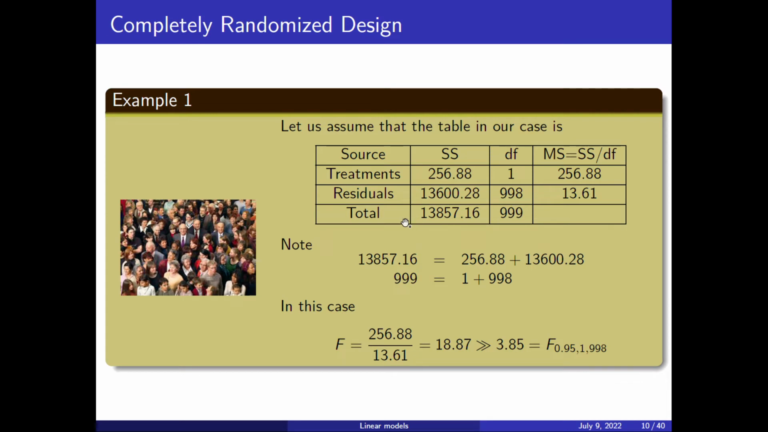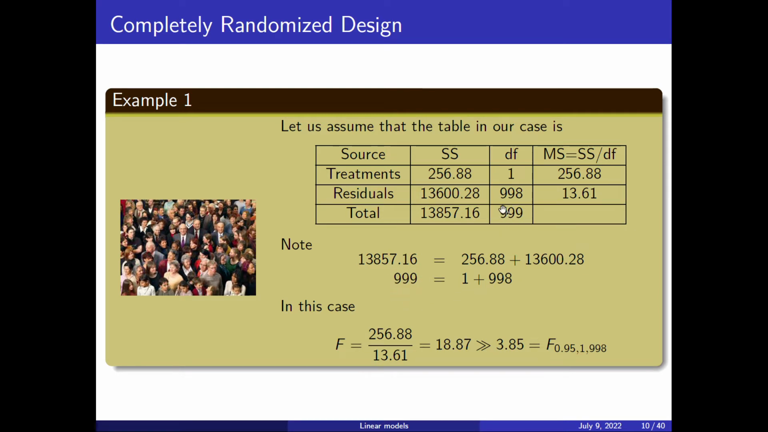Let's say that for this blood pressure experiment, we have a total variation of 13,800 and 999 degrees of freedom. One of them goes for the treatments, which explain a sum of squares of 256, and the other 998 go for the residuals, which explain the remaining. The sum of these two sums of squares has to be the total sum of squares, and the sum of these degrees of freedom has to be the total number of degrees of freedom.